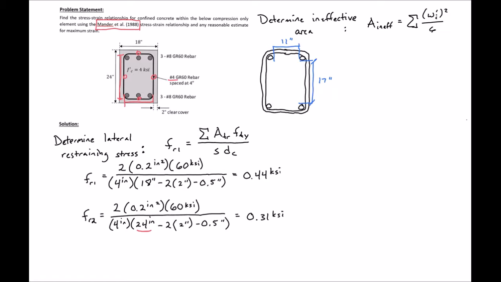But in our case, we'll just have our A ineffective then equal to 17 squared plus 17 squared plus 11 squared plus 11 squared, all divided by 6. So that'll give us an A ineffective of 136.7 inches squared. So using our ineffective area, we can next determine our effective area.